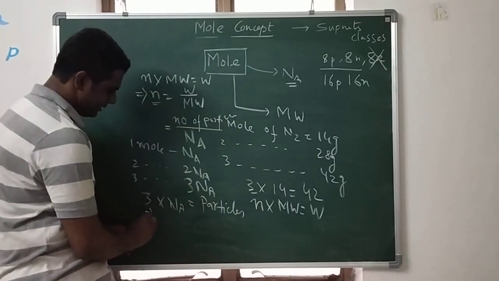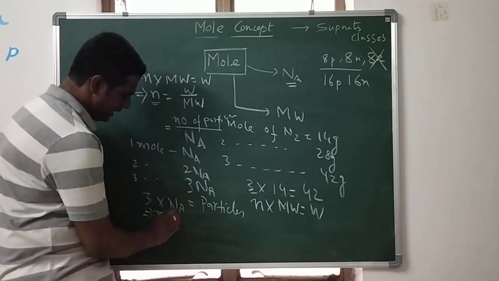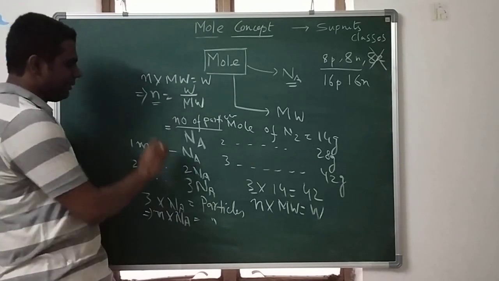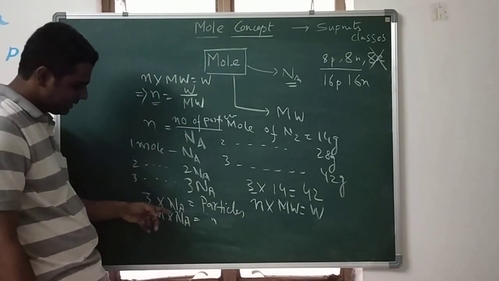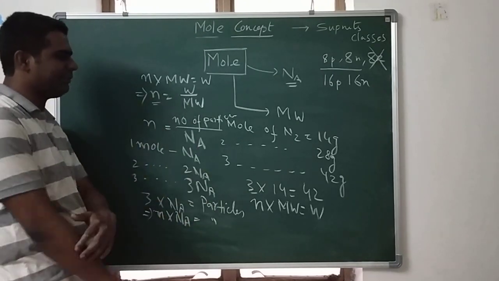So I can write this 3 is number of moles, that is N. N into Na is equal to particles. So what I have written over here? N is equal to number of particles by Na. N is equal to number of particles by Na. That's what I have written.